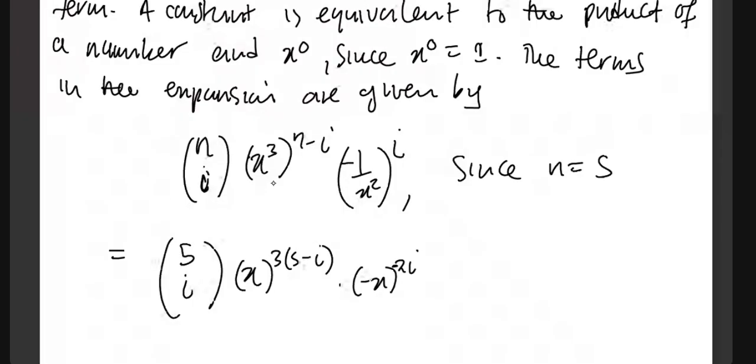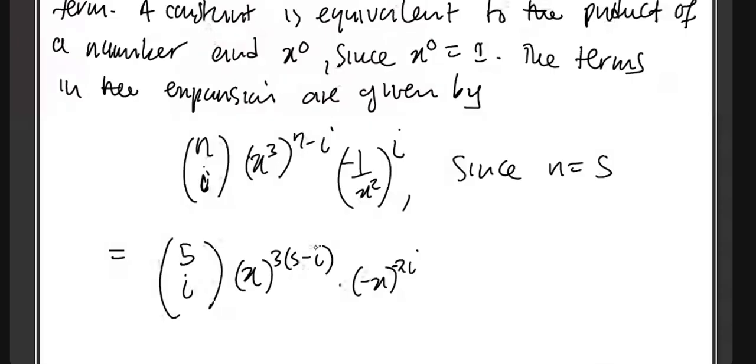So what we've done is we've taken the x up. So negative 1 over x squared is negative x to the power negative 2, then negative 2 multiplied by I. That's how come we have this. Are we okay up to there before we make progress? Yes, sir.